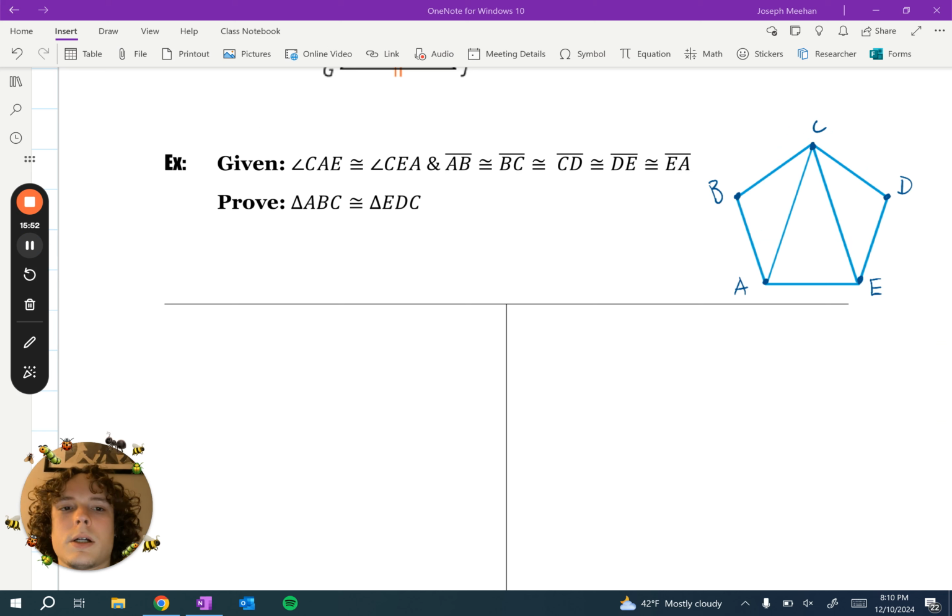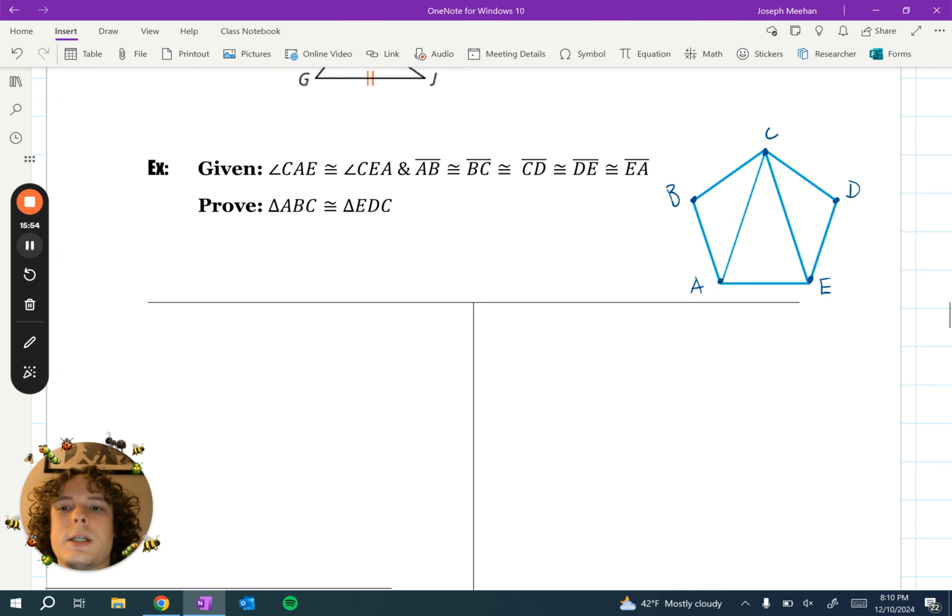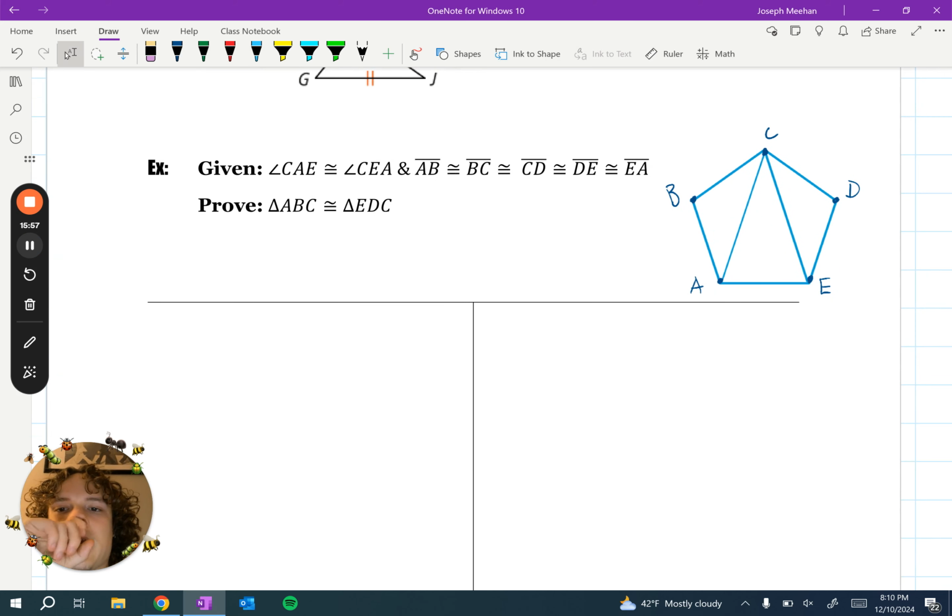That's it. All right, so this example here, it says given angle CAE is congruent to angle CEA, and AB is congruent to BC, which is congruent to CD, which is congruent to DE, which is congruent to EA, prove ABC is congruent to EDC. So step 1 is to write down the given. Right now I'm not going to write all that just for the sake of this video, but what you would do is you would write down everything that's right up here, okay? Just the given part.